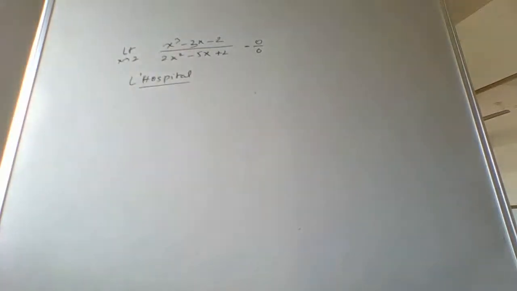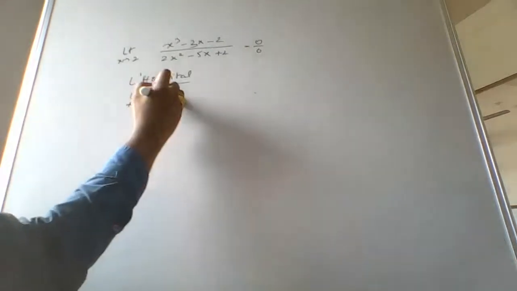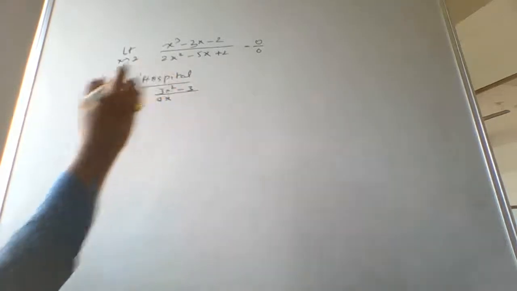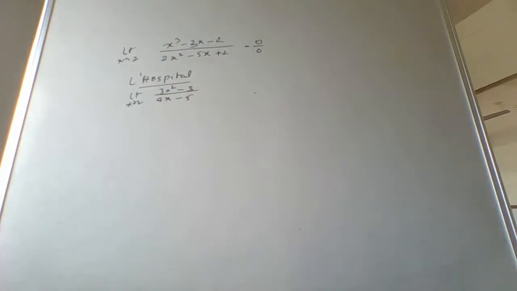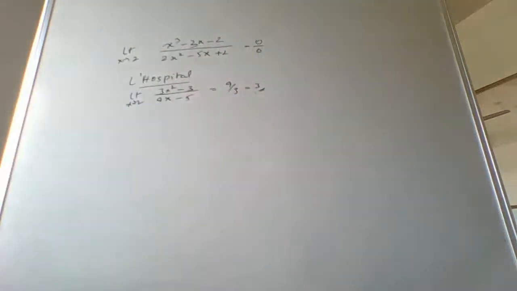let us differentiate with respect to x for the numerator and for the denominator. What I get is 3x square minus 3, and this is 4x minus 5. Now if I substitute x equal to 2, I get 9 by 3, which is 3. So that is the solution for the problem. Okay, let me look into some other problem.